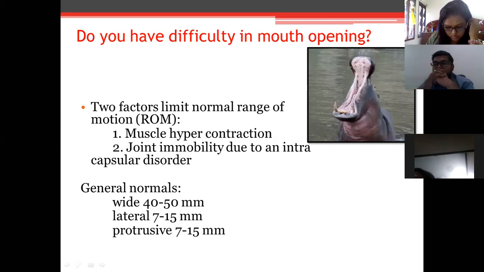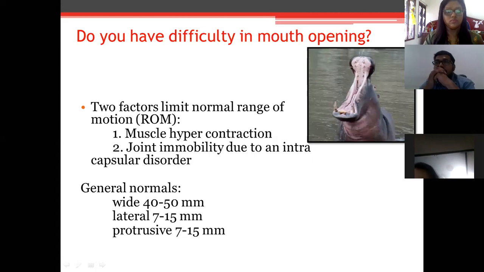Difficulty in mouth opening will tell you two things, because there are only two reasons you get difficulty in mouth opening. One is muscle hypercontraction, and the second is joint immobility due to an intracapsular disorder. In simple terms, pain in mouth opening may be due to two reasons: one is a muscular problem, another is a joint related problem, maybe an arthrogenic problem. It is our aim to rule out whether it is due to a muscular problem. Most of the time, TMJ problems are due to muscular problems.